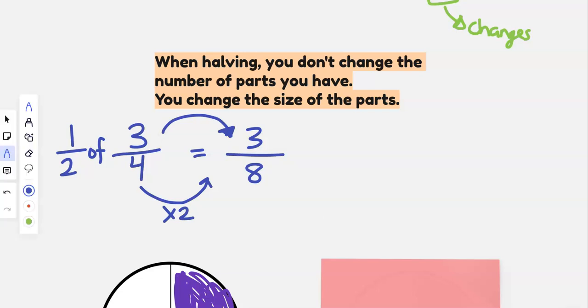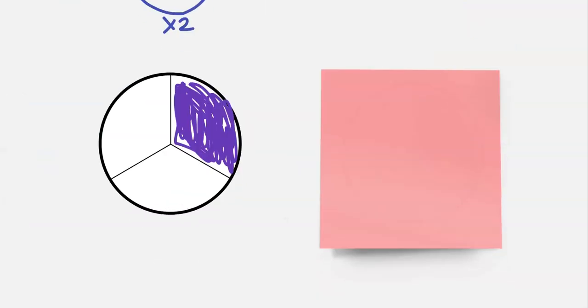Keep the number of parts you have the same, and you change the size of the parts of the whole by doubling it. So here we have 1/3. Our whole is divided into 3 pieces.